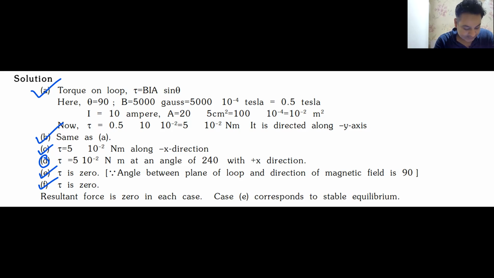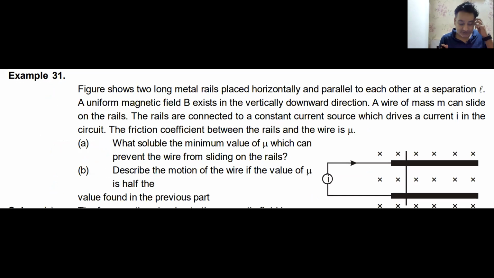So I selected the question, and I think the question is here. Yes, this is the one that I selected. Okay, here comes the first question now. Remember, we are talking about force on a current carrying wire as well as force on a moving charge.